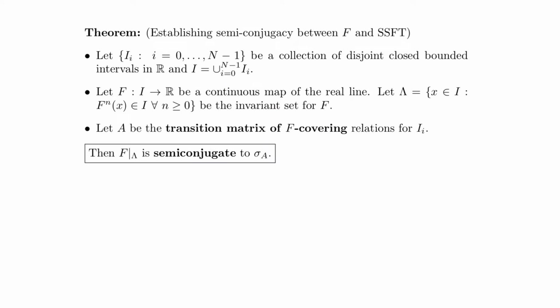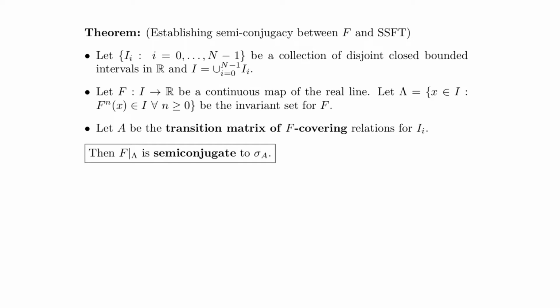Here's the theorem. The theorem says, firstly, let I_0 to I_{n-1} be a collection of disjoint, closed, bounded intervals on the real line, and let I be the union of all these intervals. Let F be a map on the real line, and let lambda be the invariant set. Let A be the transition matrix of F covering relations for I. Then the theorem states that F restricted to lambda is semi-conjugate to sigma defined on the transition matrix A.